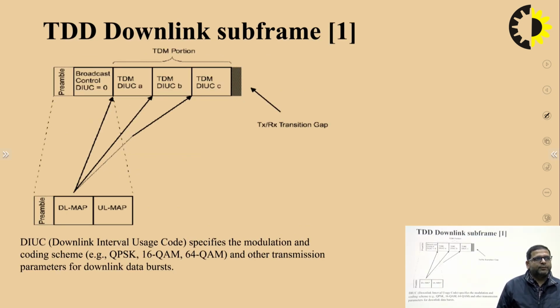This is an example of a time division duplexing downlink subframe. In it, the DIUC stands for downlink interval usage code. It specifies the modulation and coding scheme and other transmission parameters for the downlink data burst. Similarly, to avoid interference, we use a transmit/receive transition gap, and the preamble is used to identify the subframe, from which user and from which base station the packet is transmitted.